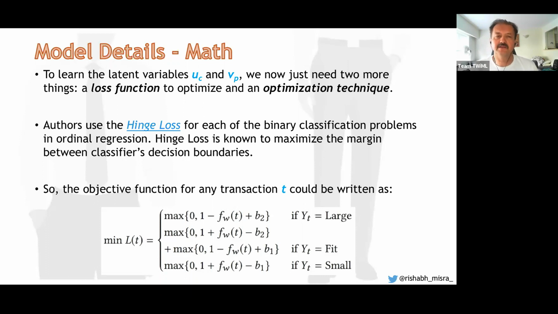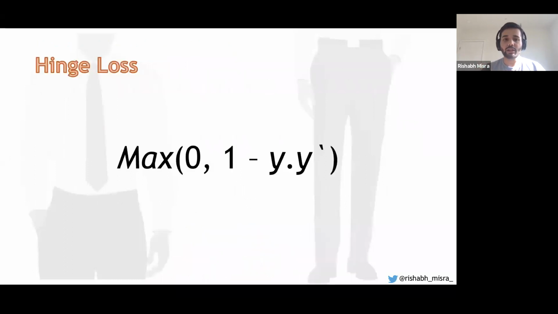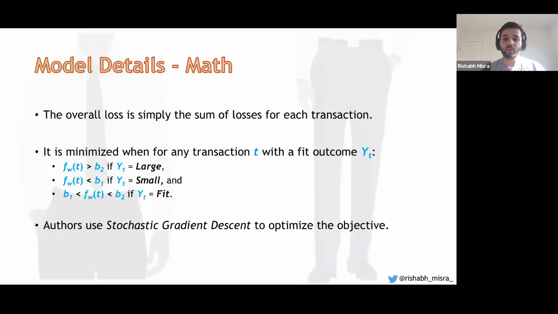And we can clearly see here that one of the shortcomings of their model was that they only had one latent variable per customer, which might not be very flexible in capturing different fit preferences of the customer. So we'll see later on how we can improve on that.